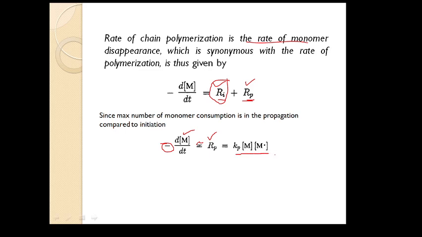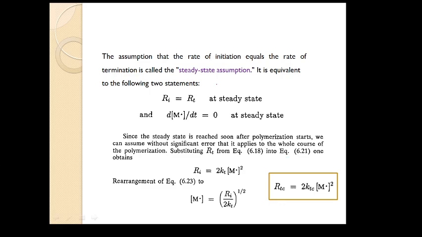So what we can say here, that if we are able to find the concentration of M dot, that is the total concentration of all the active radical chains in the system, we can directly find the rate of polymerization, right? So to find the concentration of all the active radical chains in the system, we will apply a steady state approximation.